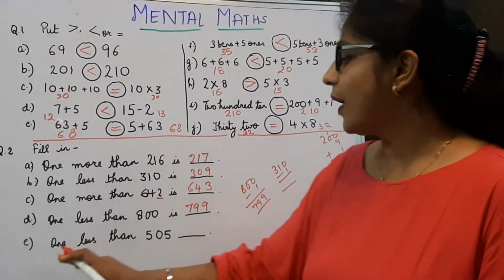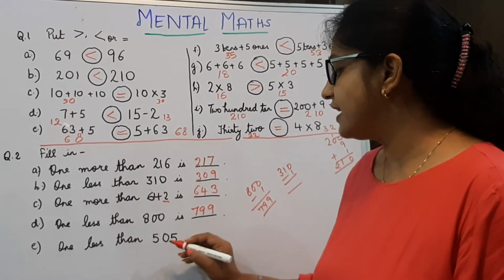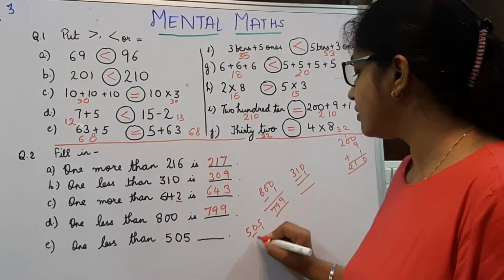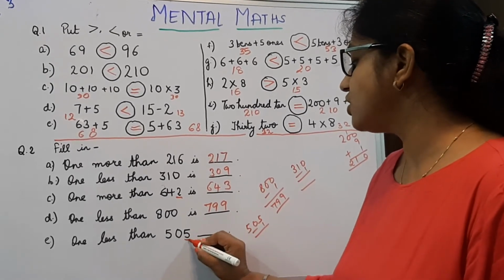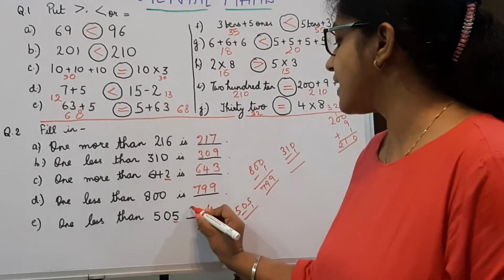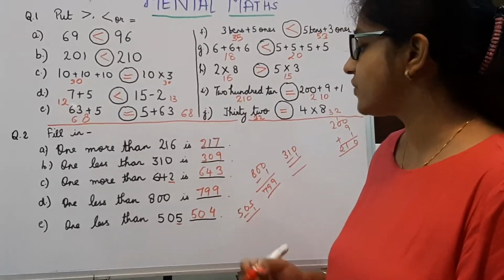So this is 1 less than 505. 1 less than means again minus 1. You can subtract it in your rough notebook, or you can change the ones place. 1 less than means you can subtract 1 from the ones place, and the rest remains the same, that is 504.